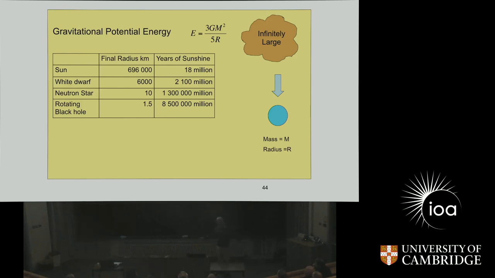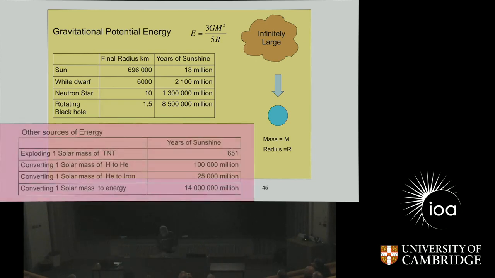What possible fuel could be used that would keep the sun luminous for hundreds of millions of years, if we find it's only 18 million years worth of gravitational potential energy in order to create the sun? Now, of course, we know the answer to that. The answer to that is the conversion of hydrogen into helium.